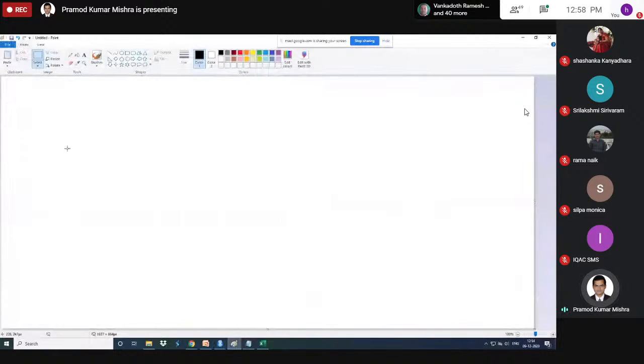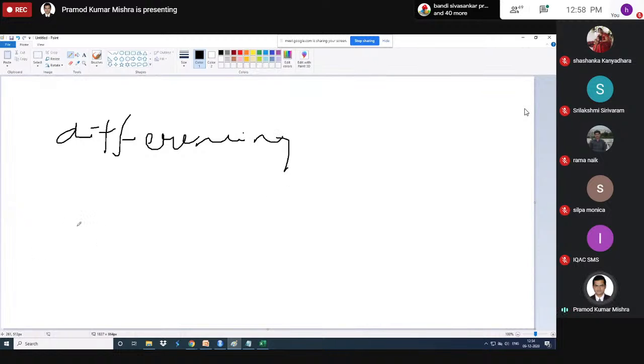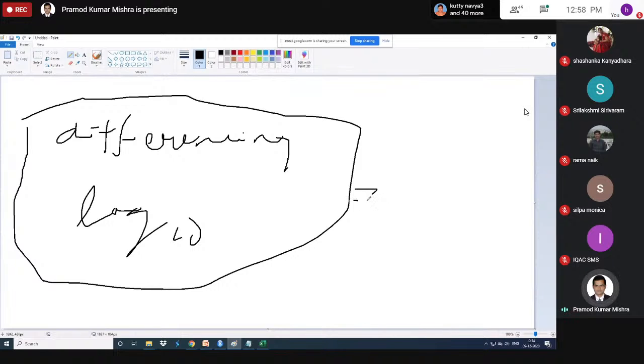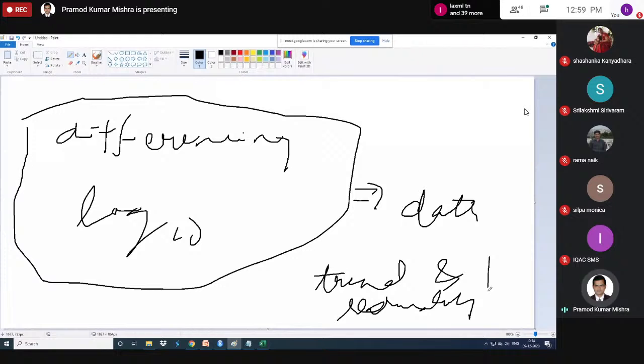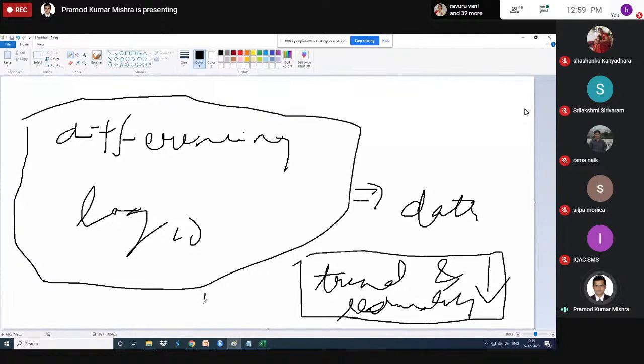The two treatments that you can do: one is the differencing treatment, another one is log treatment. If you do these two for any data set, then your trend and seasonality will reduce. And this is one kind of assumption, or a necessity, for the time series. That is why we are doing this, right?